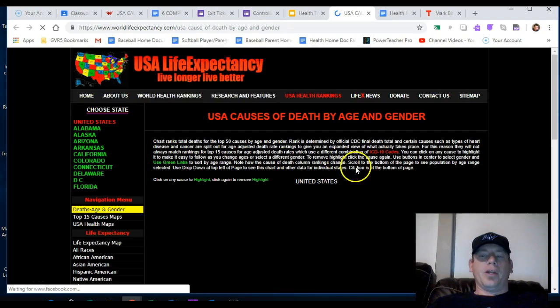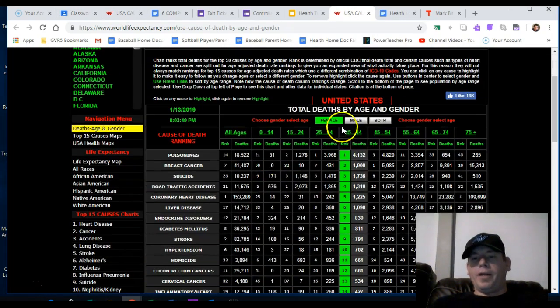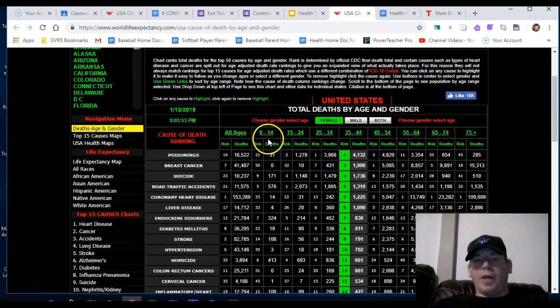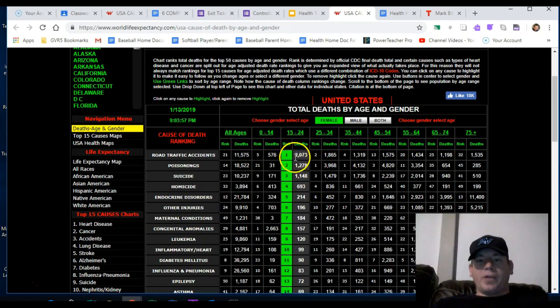The first thing it's going to do is have it already identified over in 35 to 44. We're going to change that because that's not what we're looking at. So I'm going to put it over here at 15 to 24. And it's going to tell you over here on the left-hand side what the leading causes of death are. It actually ranks them all the way down. It tells you how many deaths happened as a result of those in the United States last year, or in the last 365 days.